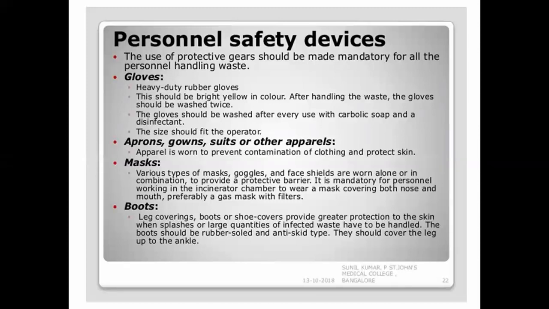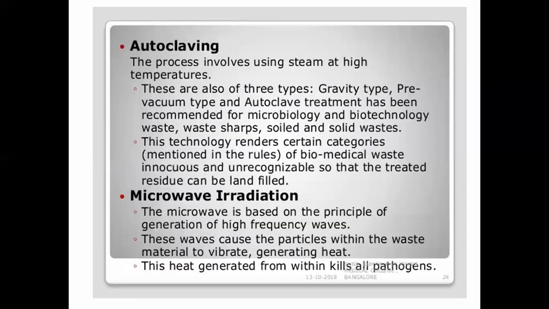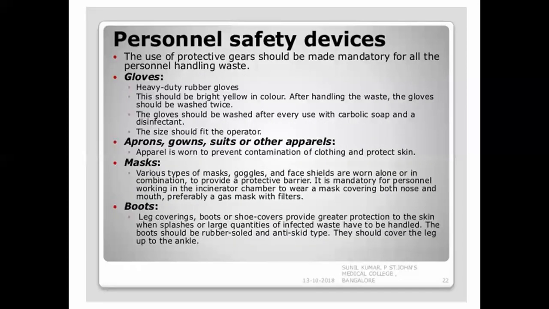The gloves should be heavy duty rubber gloves, not the sterile gloves or the latex ones that you see in most hospitals in sterile procedures. They should be yellow, bright in color. After handling the waste, the gloves should be washed twice. Then we should give apron, gown, and other apparel. A mask is a must, and a boot is a must. The transporters are going to wear these personal safety devices.